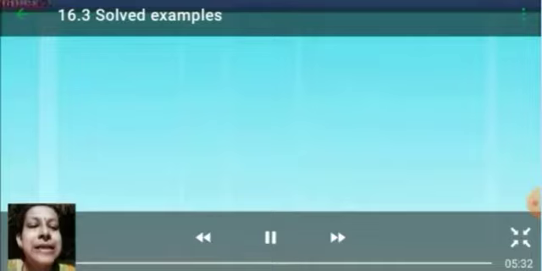Hello my dear students. In the lesson Reflection of Light, today we will try to learn how to solve the numerical problems. So here we begin with the solved examples from the textbook first, and then we will go for the exercise questions. Okay. Now let's see the solved example. First solved example. Okay.